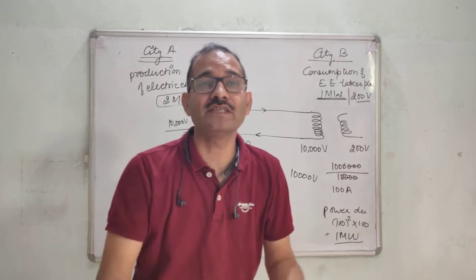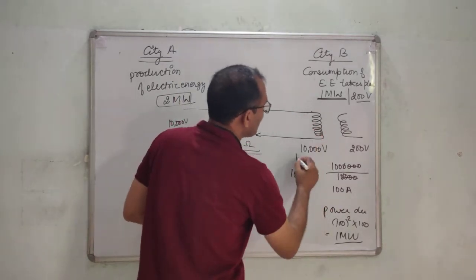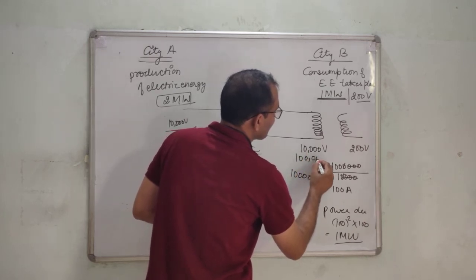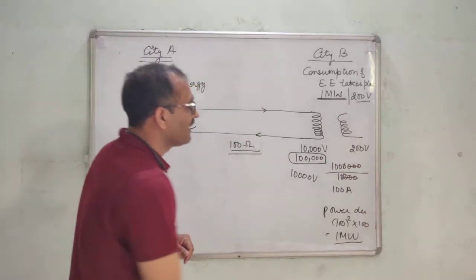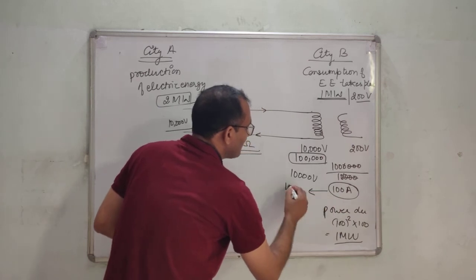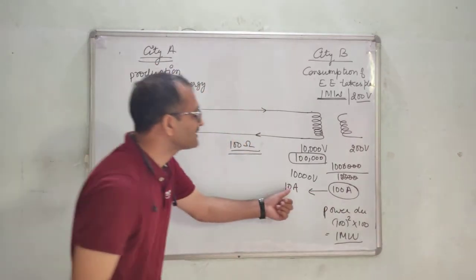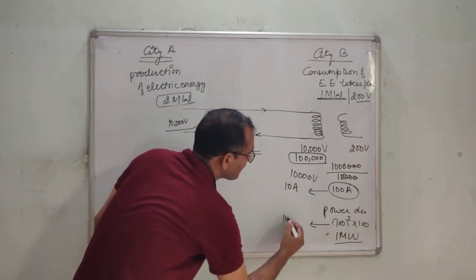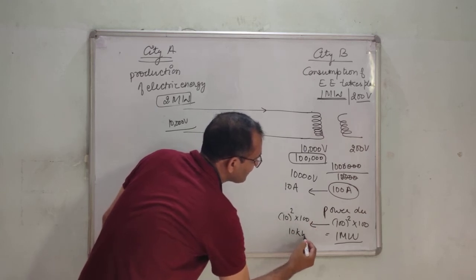Now, if we change the scenario, we are receiving the energy at 1 lakh volts. Now, what will happen? The current will not be 100 ampere. This current will be equal to 10 ampere. And if the current is 10 ampere, then what will be the power loss? Power loss will be equal to 10 square into 100. That is equal to 10 kilowatt only.